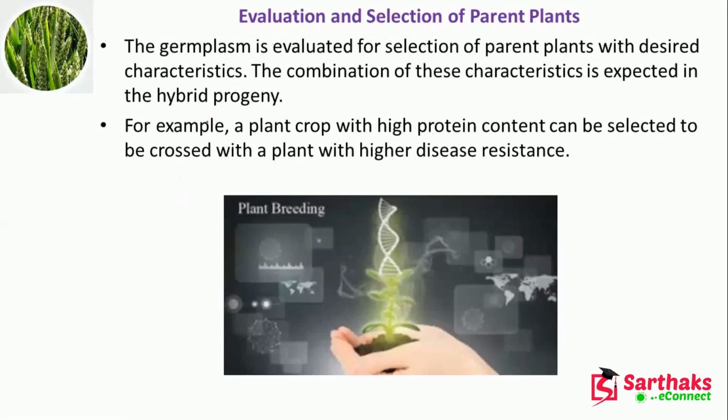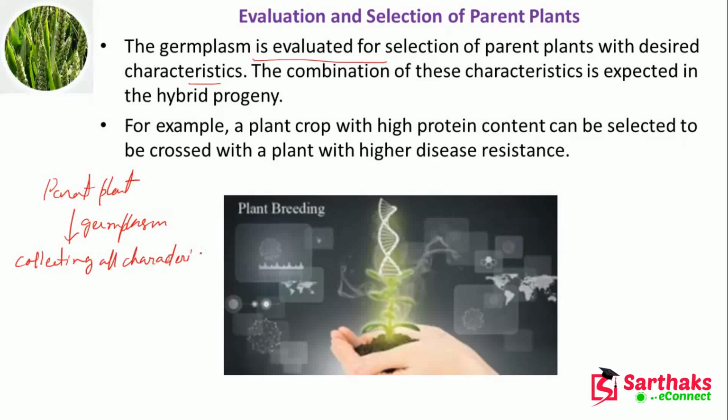Now the germplasm is evaluated for selection of parent plants with desired characteristics. The combination of these characteristics is expected in the hybrid progeny. So from the parent plant, using germplasm, we are collecting all good characteristics. Then why are we doing this? To get one hybrid progeny that should have all those characteristics that we have collected.